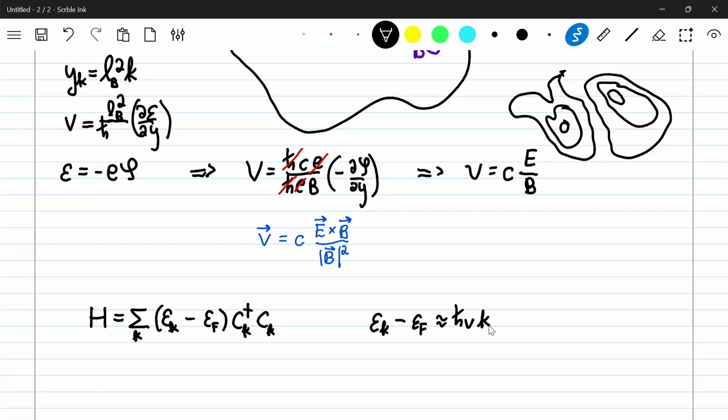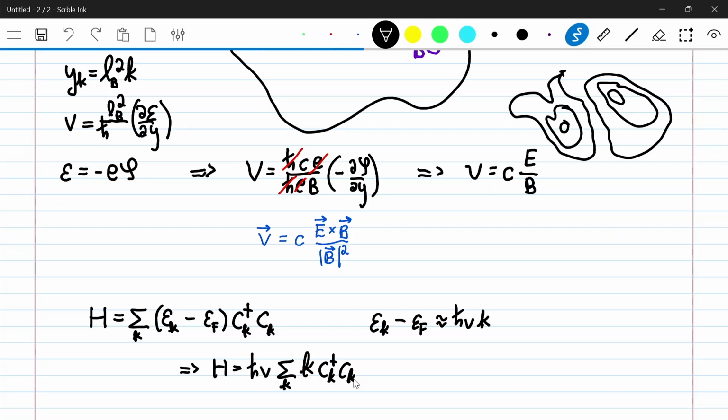Okay, it's a linear dispersion. It's always true near the Fermi level. And therefore the Hamiltonian becomes h bar v sum over k. Okay, so it looks like that, and because it's linear in k, you can also do some type of Dirac fermion picture here. Exactly, that's exactly what I'm going to do.